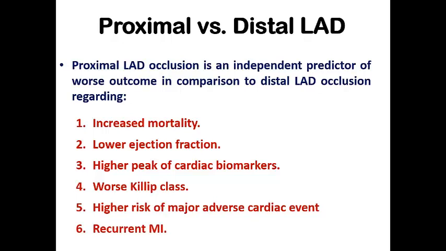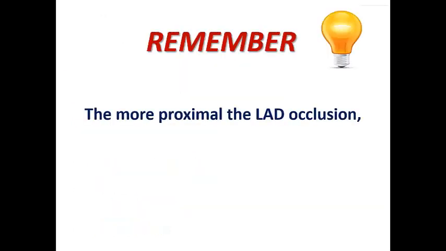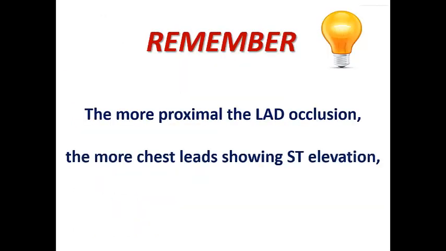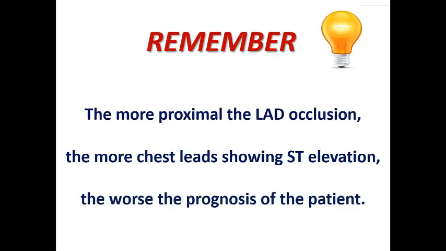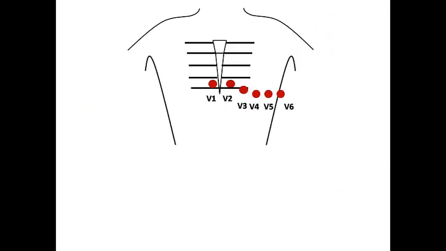So of course, proximal LAD occlusion has a worse prognosis in comparison to distal LAD occlusion, and it makes sense because the amount of LV exposed to infarction here is much larger than in case of distal LAD occlusion. So remember, the more proximal the LAD occlusion, the more chest leads showing ST elevation, and the worse the prognosis of the patient. Here we can see the 6 precordial leads from V1 to V6 with their anatomical location, and we need to ask a question: which lead of them shows maximal ST elevation in case of anterior STEMI?